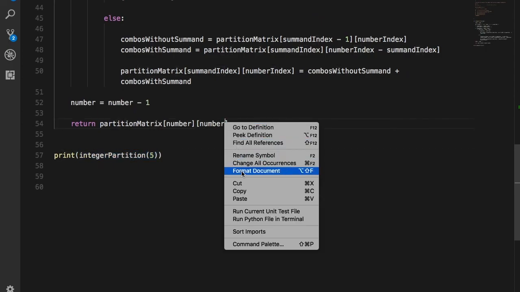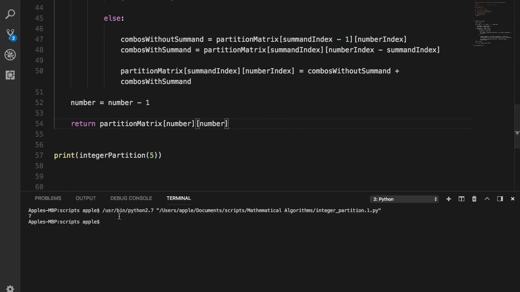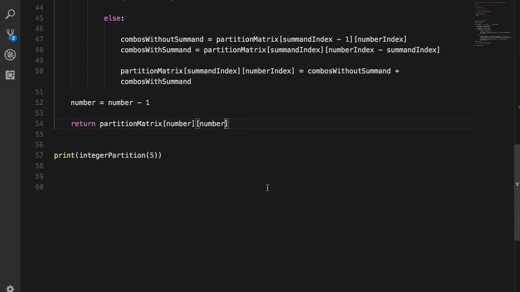Now, if I run this algorithm, you'll basically see that I have the value of seven. Seven pops up for five. And that's the correct answer. So this is how the algorithm works.